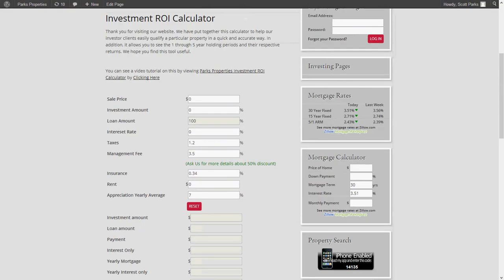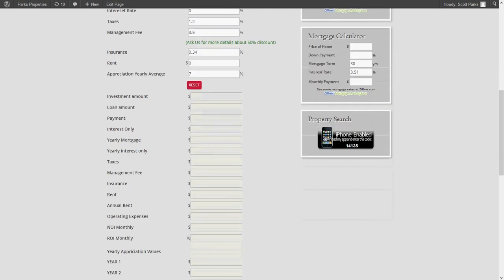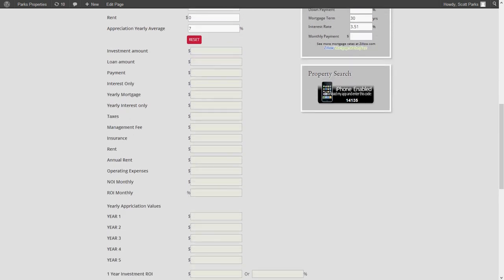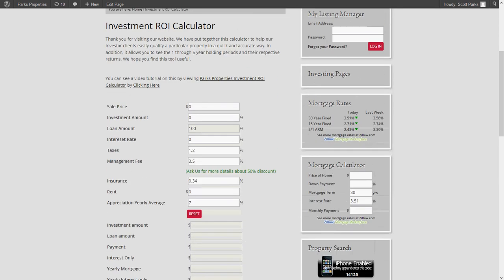Now this calculator is going to allow you to input several different fields, and then it's going to automatically, dynamically put out the responses to the inputs. So for this example, we're just going to use a house for $225,000 purchase price. And most investments you can get put down about 25%, so we'll put 25. And as you see, the loan amount automatically calculates it as 75% loan to value.